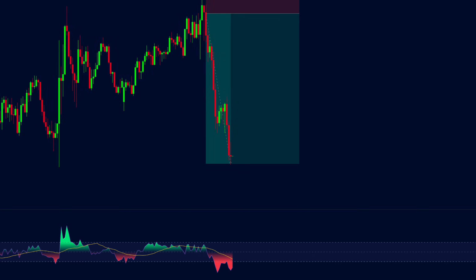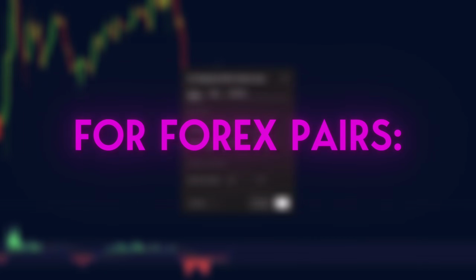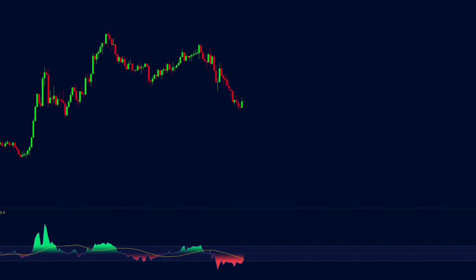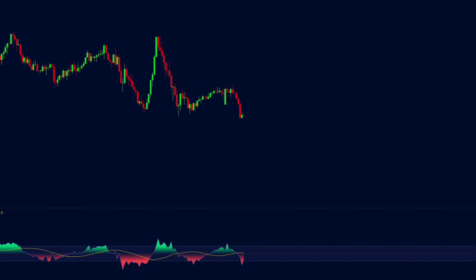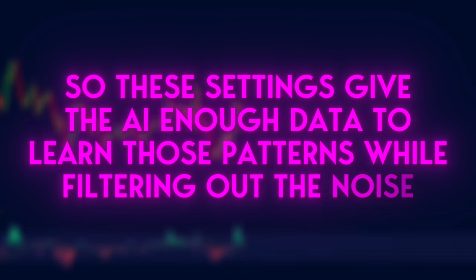Now, these strategies only work their best when you've got the perfect settings for your market. For Forex pairs, set your RSI length to 14, signal length to 25, and learning window to 25. Forex markets have unique volatility patterns from institutional manipulation during session overlaps, so these settings give the AI enough data to learn those patterns while filtering out the noise.